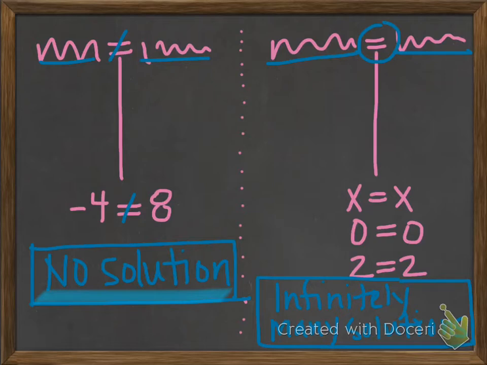Another way you might see this written is all real numbers. Sometimes they'll say that. So if asked what's the solution, you can say all real numbers. You can say infinitely many solutions. You can even abbreviate infinitely many solutions with IMS. So let's take a look at one of each example so you can see what this is going to look like.